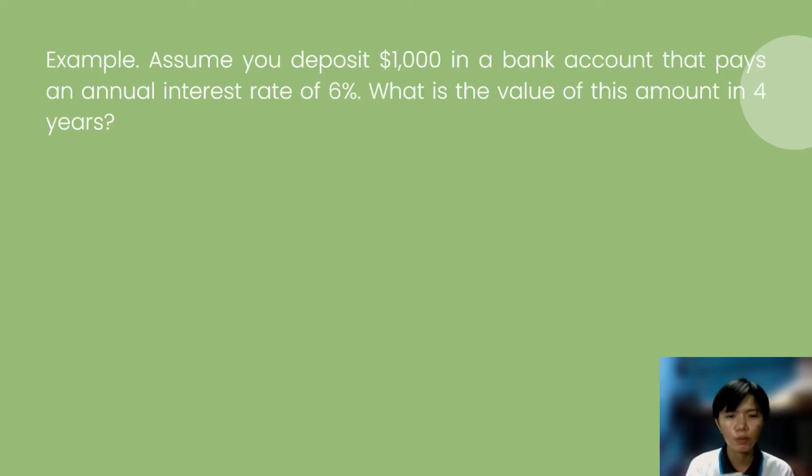So in compounding, when the earned interest is reinvested back into the principal of an investment, the asset's value increases exponentially over time. As an example of the application of the compound interest formula, assume you deposit $1,000 in a bank account that pays an annual interest rate of 6%. What is the value of this amount in 4 years?